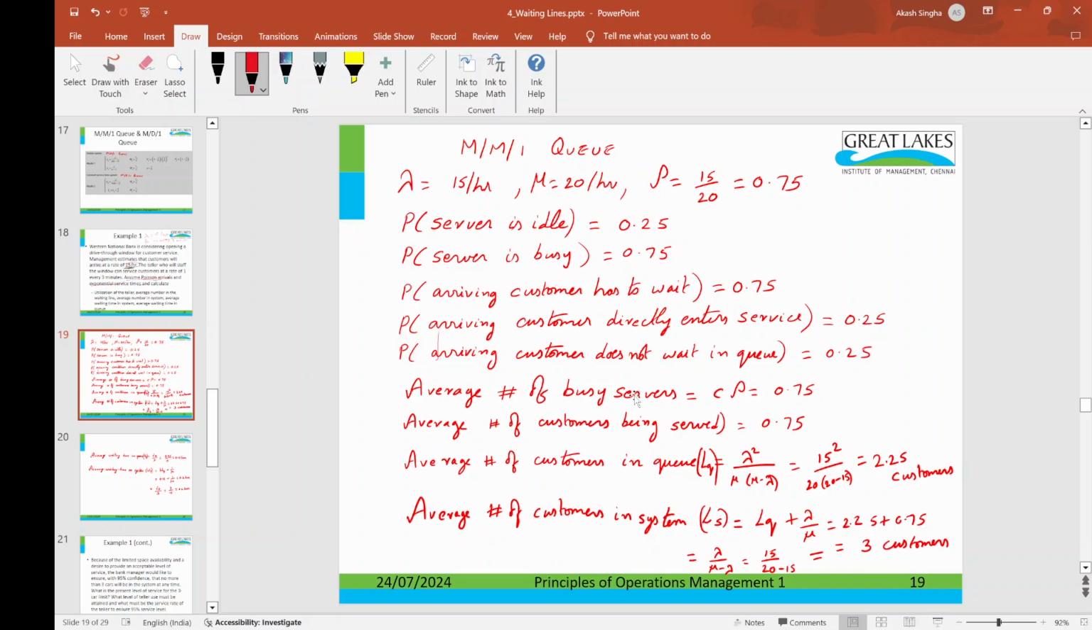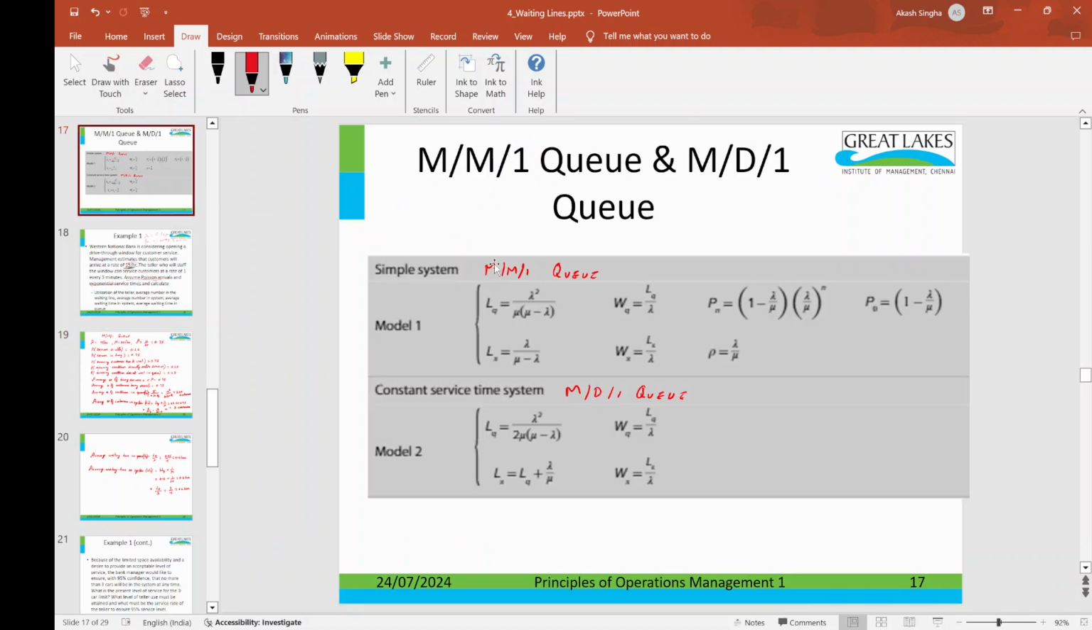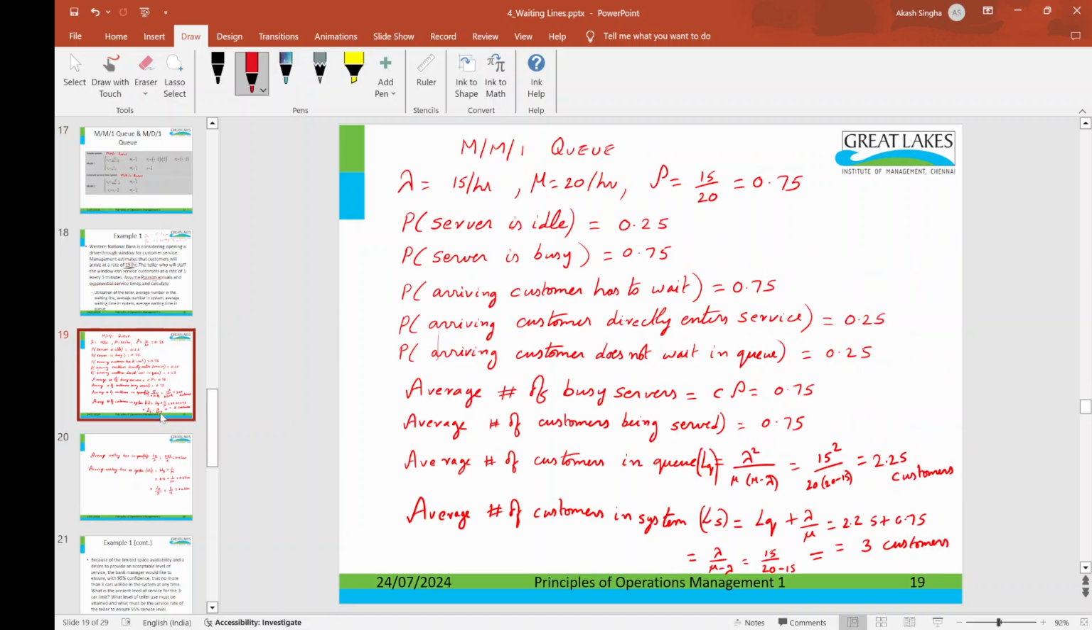Average number of busy servers is C times rho. Now here C is 1 and rho is 0.75, so the answer is 0.75. Average number of customers being served is again 0.75. Average number of customers in queue is given by this formula for M/M/1, lambda squared by mu into (mu minus lambda). If we substitute the values, it will be 2.25 customers.